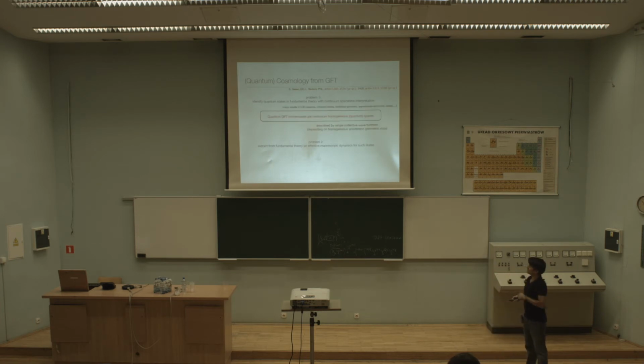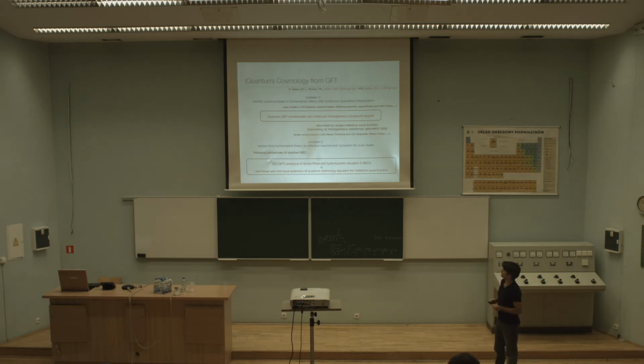So this is the summary slide with the results, and then depending on how much time I have, I will tell you a little bit more. But again, I'm only summarizing what Stefan must have already told you on Monday. So we find that quantum group field theory condensates are compatible with a continuum interpretation in terms of homogeneous geometries. Spatially homogeneous. The ones that are fine for cosmology and for nothing else. So as such, they are described by a single collective wave function.